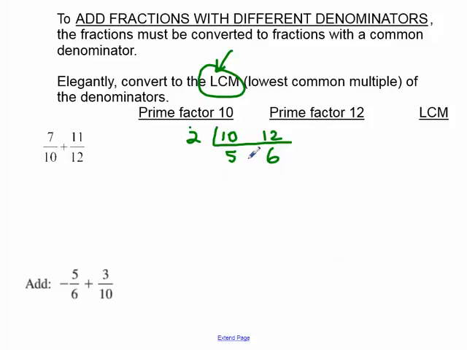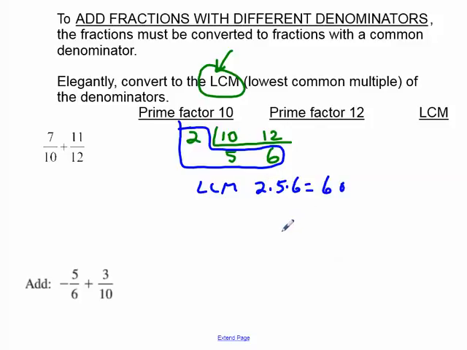Before we come to the lowest common multiple, between 5 and 6, is there a common factor that we can pull out in our cake method? There's not, because 5 is prime and 6 doesn't have a 5 in it, so we're done. So our lowest common multiple is 2 times 5 times 6, which is 2 times 5, 10, times 6, 60. Done. There's our lowest common multiple.